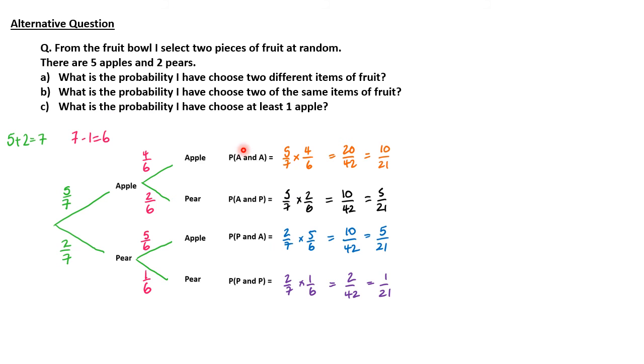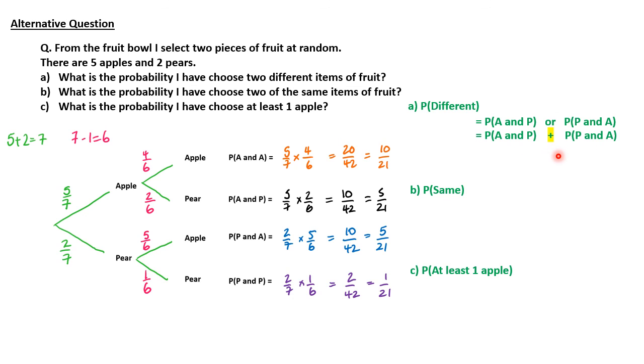Okay, now let's put this together then and answer parts A, B and C. So A is the probability they're different, B, probability they're the same, and C was the probability that we have at least 1 apple. So for different options, we could have picked an apple first and a pear second, or could have picked a pear first and an apple second. So I don't need both of these things to happen. I want one thing or the other thing to happen. Either I have an apple and pear, or pear and an apple.